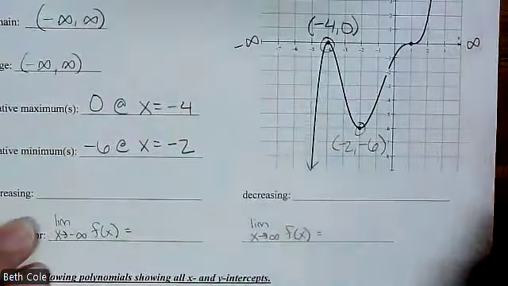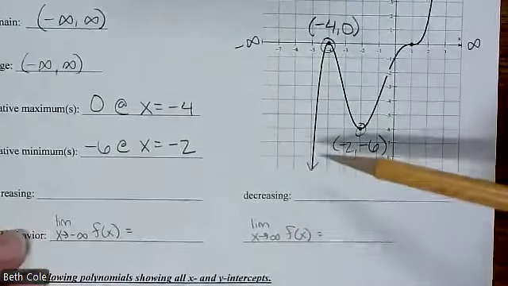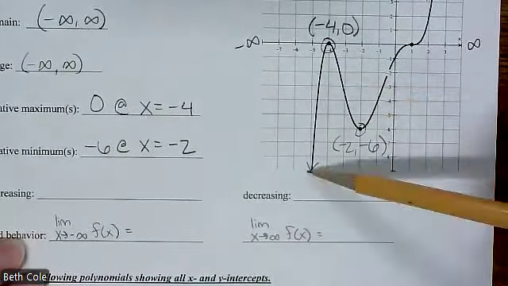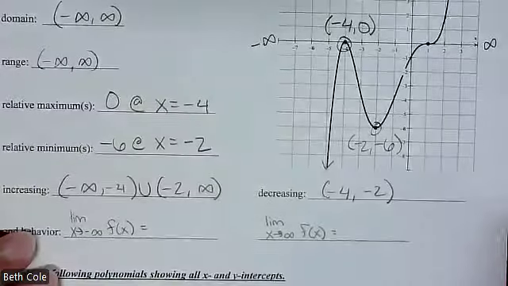All right, increasing, decreasing. If you want to label negative infinity to positive infinity, we're going to go left to right. So what is this graph doing first? Increasing. All right, so good. Negative infinity to -4. Then we decrease from -4 to -2. And then we increase again from -2 onwards. So what do I put to add on to my answer? Yeah, -2 to infinity. Perfect.